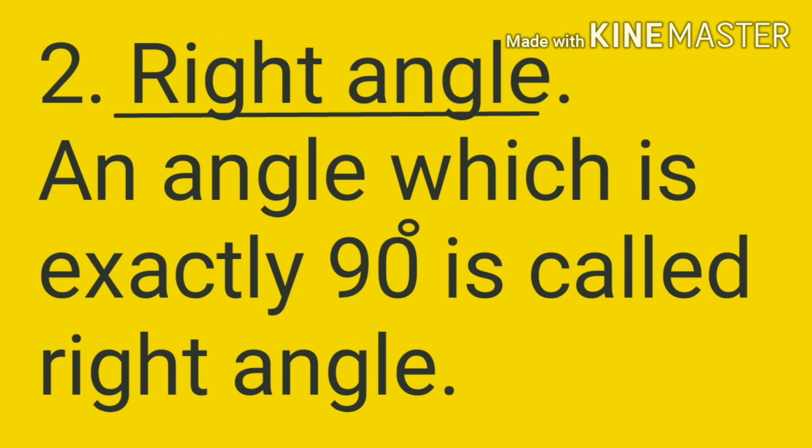Second one, right angle. An angle which is exactly 90 degree is called right angle. This is an example of a right angle. 90 degree angle is always called right angle.